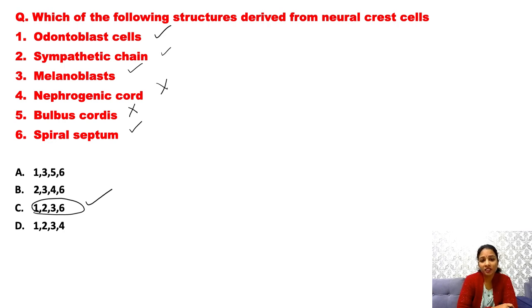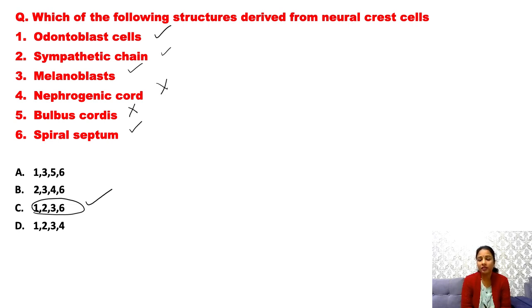Which of the following structures is derived from the neural crest cells is the first question here. The options are odontoblast, sympathetic chain, melanoblast cells, nephrogenic cord, bulbous cordis and spiral septum. Among these we have to eliminate those which are not derived from the neural crest cells.